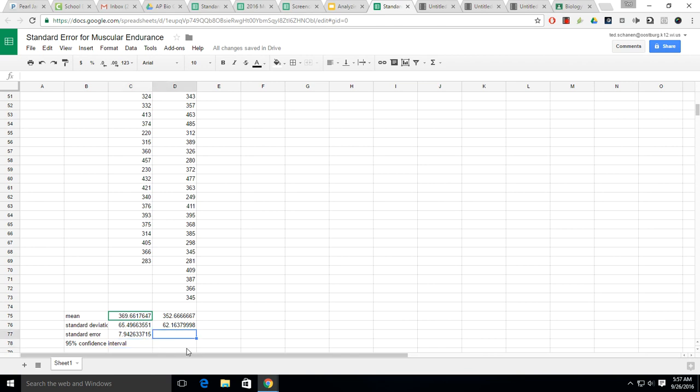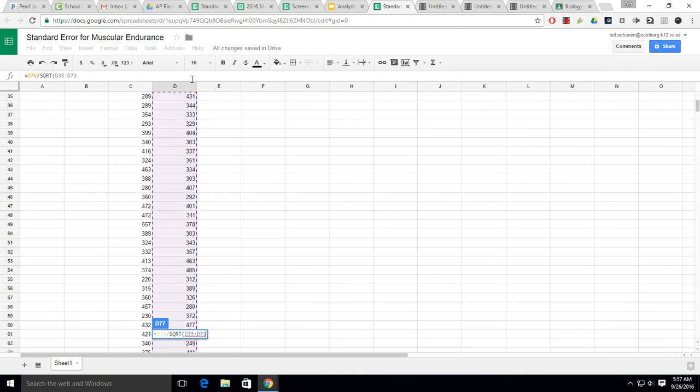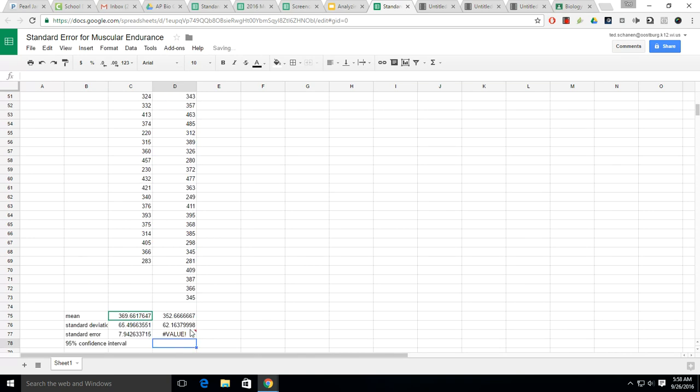Okay, I'm going to do the same thing over here. Equals, I'm going to do the standard deviation divided by the square root of the number of samples. And again, we tested more women than we did men in that freshman class, so the number of samples is not the same. I click that. Oop, I messed that up. I didn't put in the count function, so let me try that again.